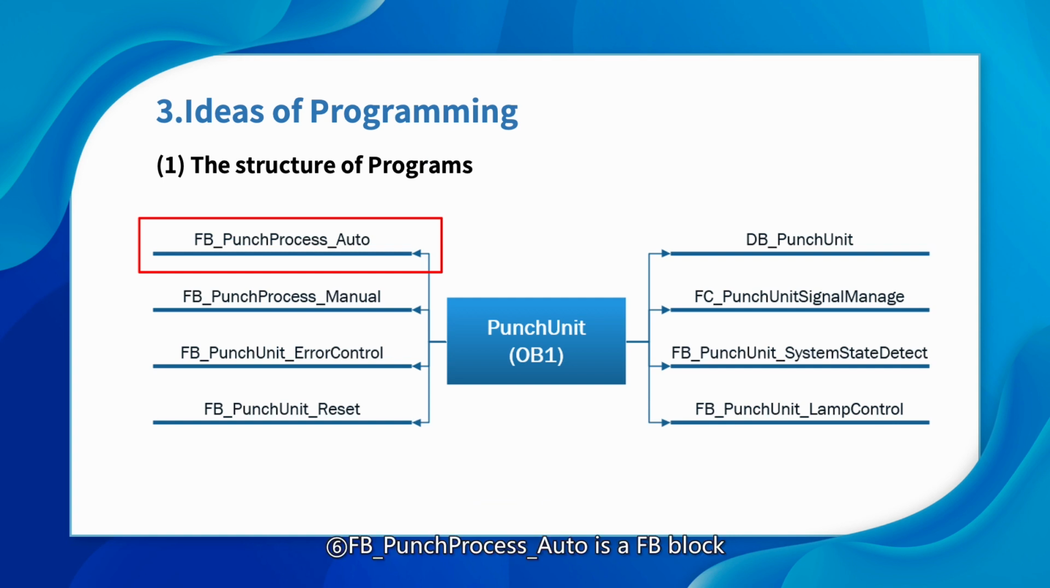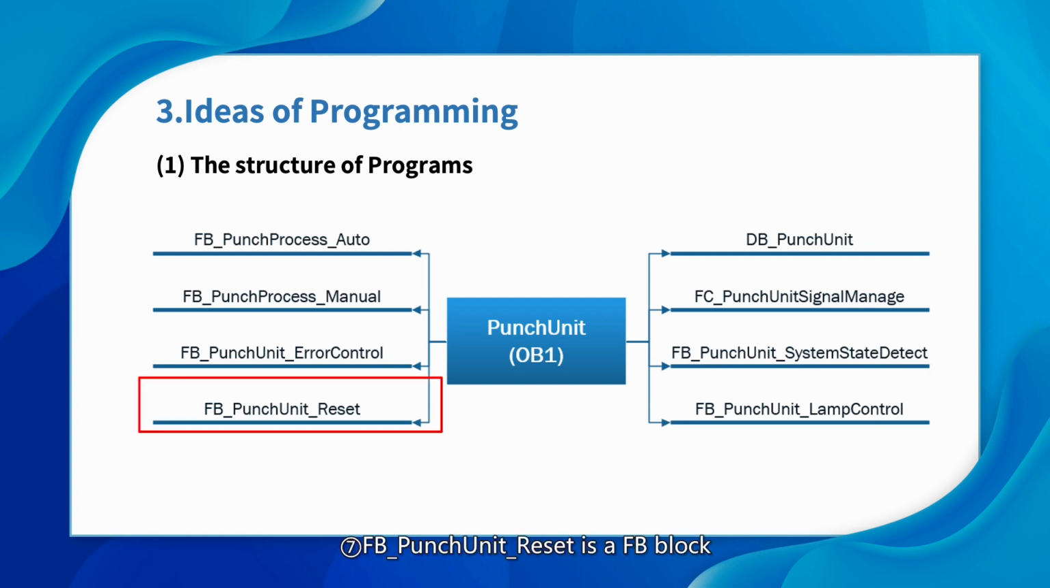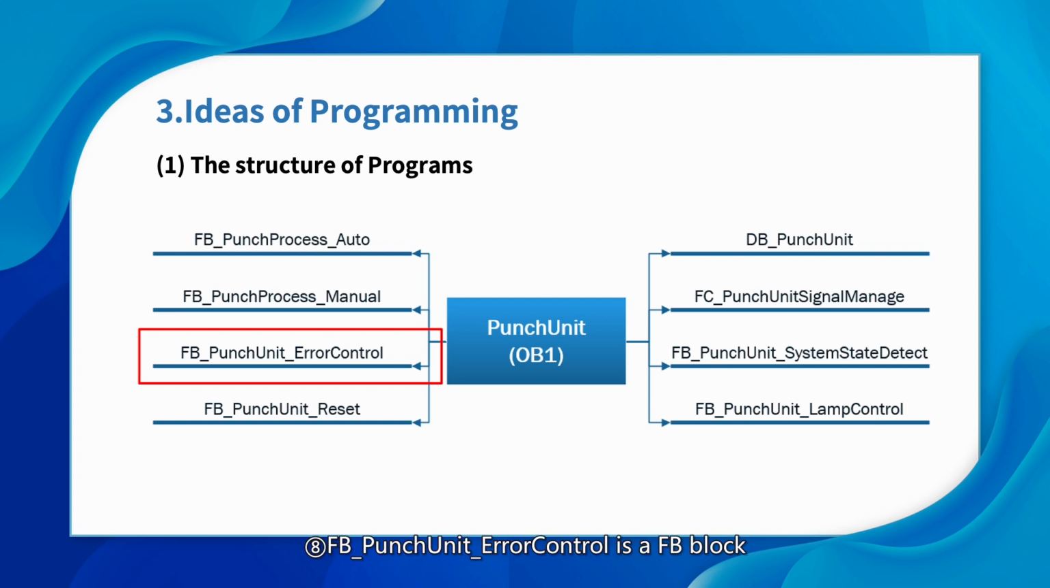6. FB2 punching process to auto is an FB block. It is used to control the punching process automatically. 7. FB2 punching unit to reset is an FB block. It is used to control the reset process. 8. FB2 punch unit to error control is an FB block. It is used to modify the error code of a punching unit.